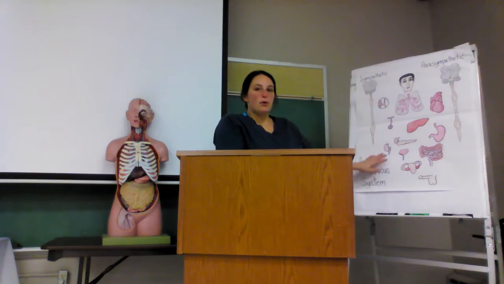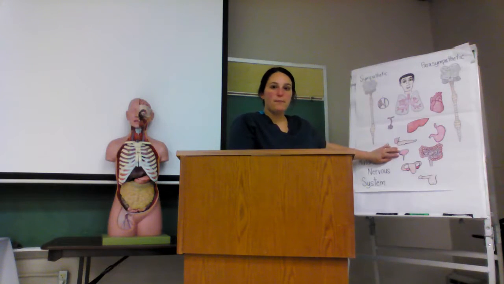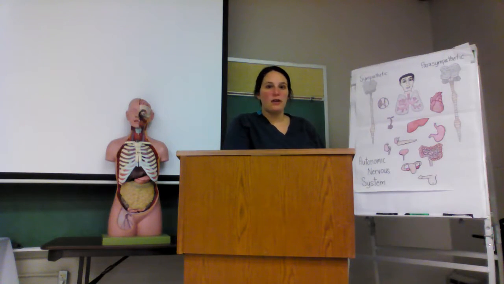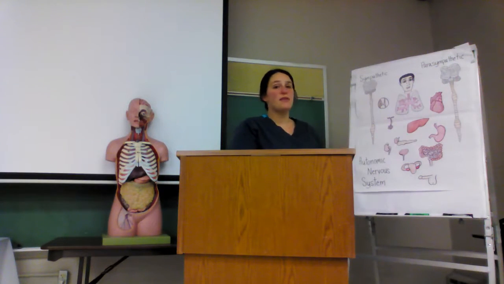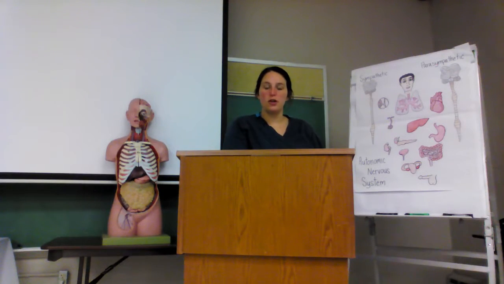One final example, we can look at the bladder as far as voiding. So your sympathetic nervous system, your bladder is going to inhibit voiding. You're in that fight or flight mode, you're not worried about voiding. Your parasympathetic is going to promote voiding. You're more relaxed, so you're going to be more likely to void.